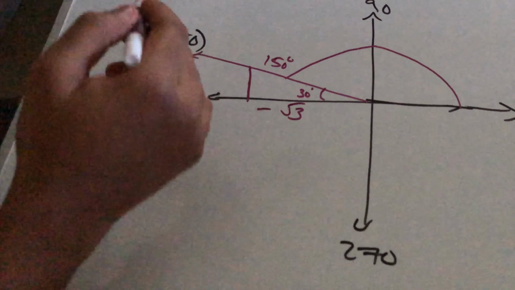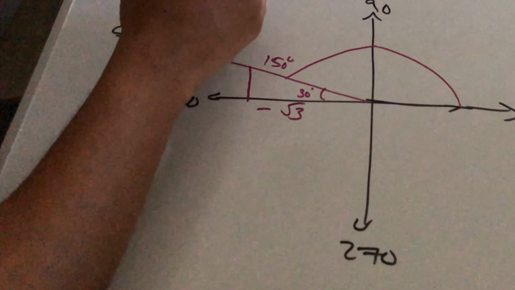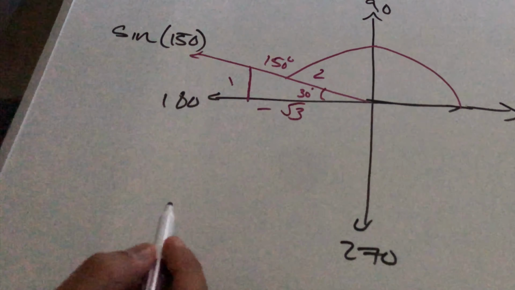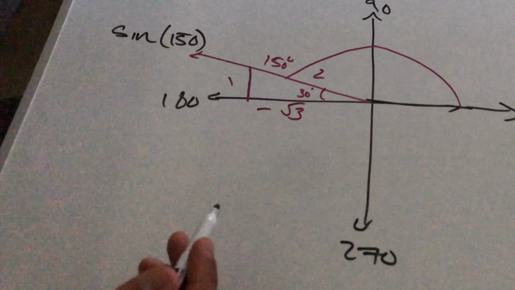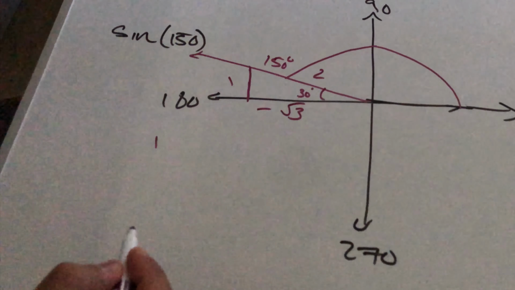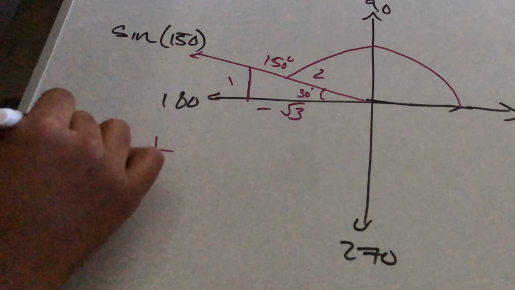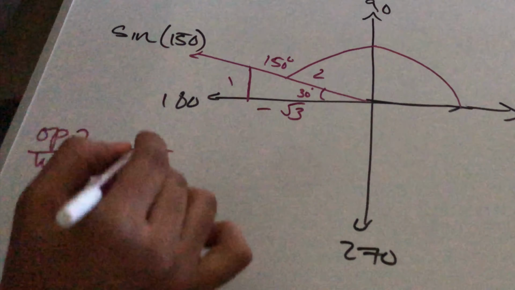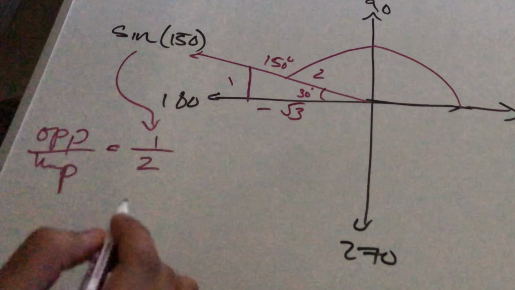So what's opposite of 30 degrees? Remember here, guys, the opposite of 30 degrees, we're looking at 1. So 1 here, and then 2 always stays as your hypotenuse. Now it's asking for sine, and like I said before, sine is opposite over hypotenuse. Your opposite of 30 degrees is 1, and your hypotenuse is 2, so it's opposite over hypotenuse, 1 over 2. So therefore sine of 150 equals 1 over 2.